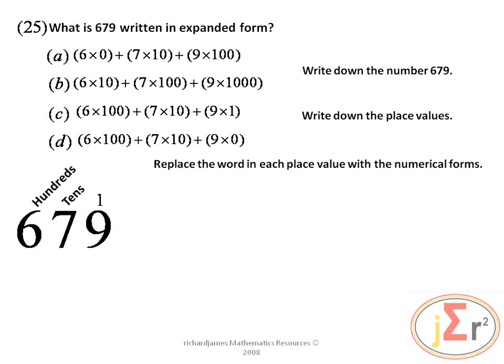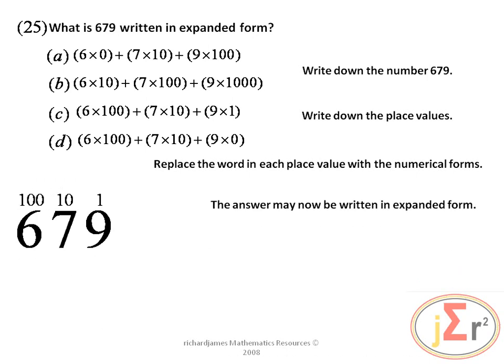So, 9 is indicative of 9 ones and 7 tens and 6 hundreds. Okay. The answer may now be written in expanded form. So 6 times 100, 6 hundreds, and then what? 7 tens, and then 9 ones. Right. So the answer is option C. Very nice.